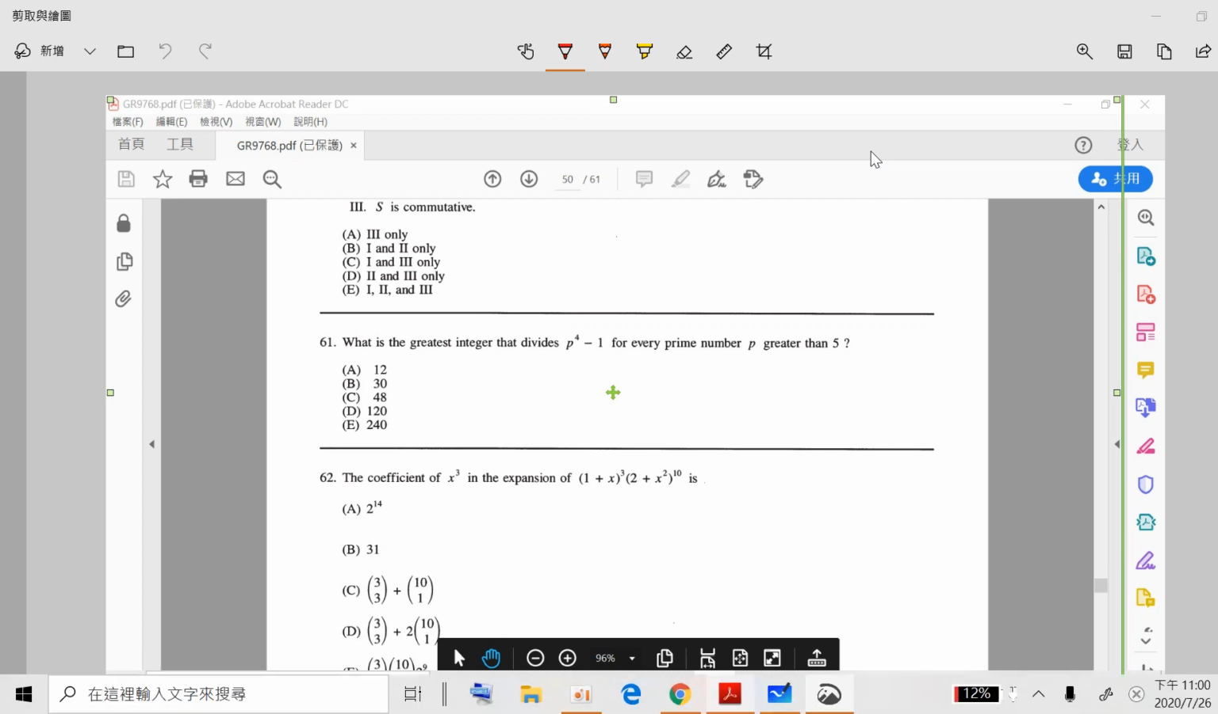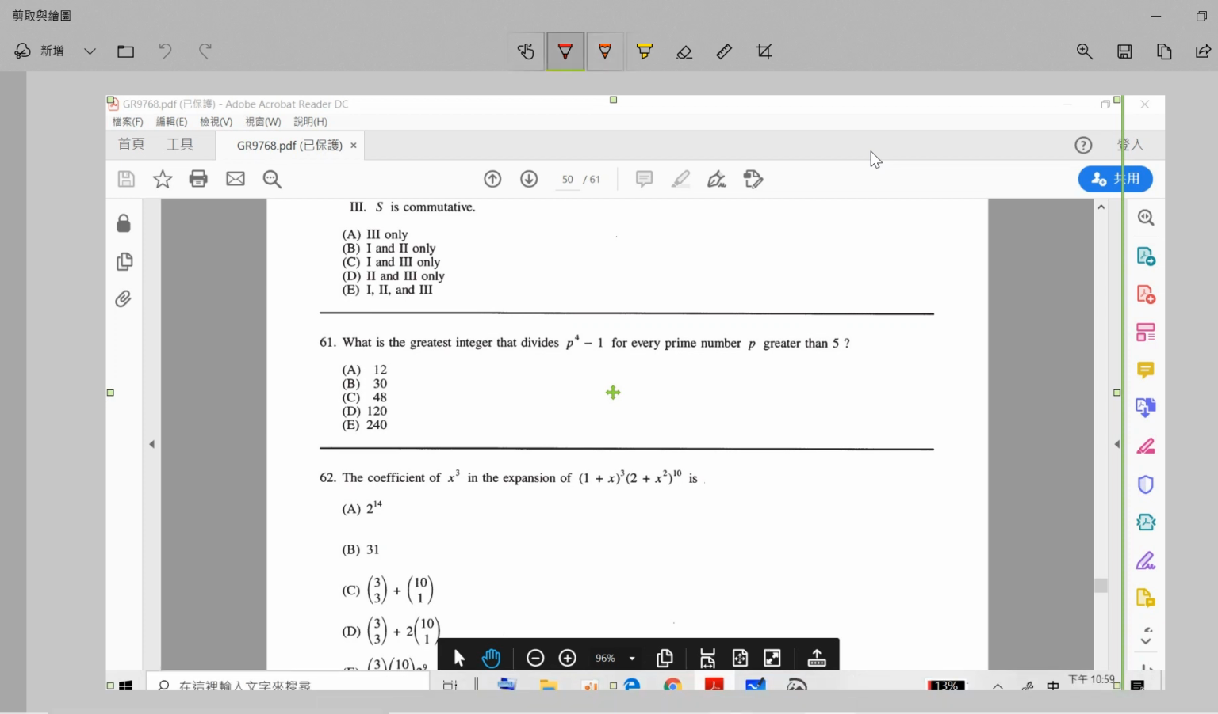Actually, I didn't get the right answer the first time I did it, because I think there's seldom number theory in the GRE, but actually 61 is a number theory problem. What is the greatest integer that divides p to the fourth minus 1 for every prime number p greater than 5?